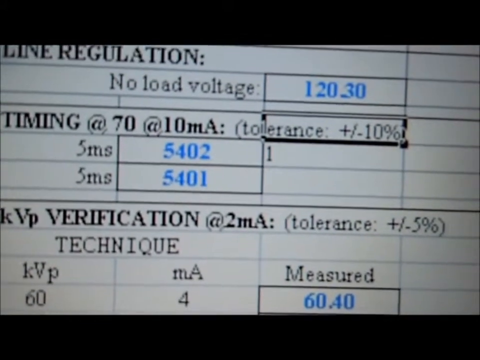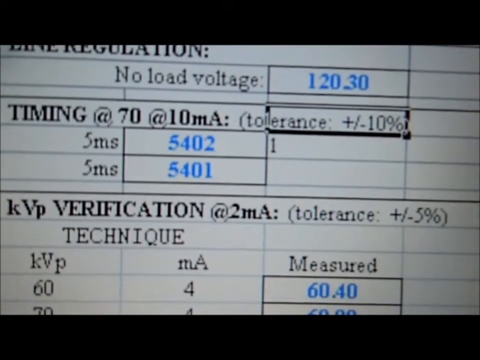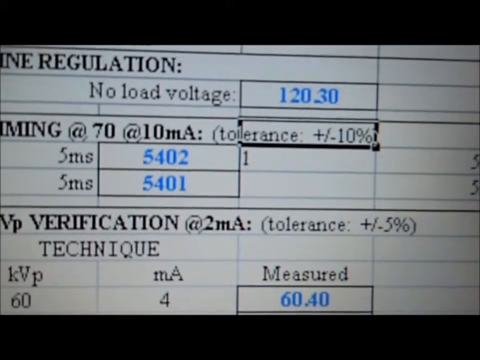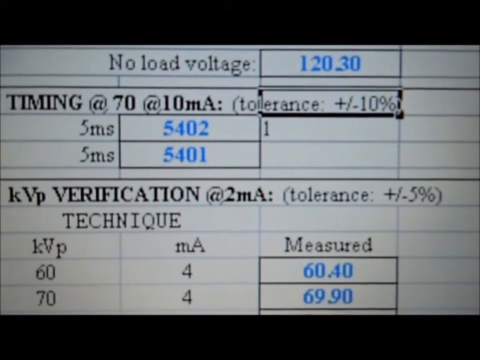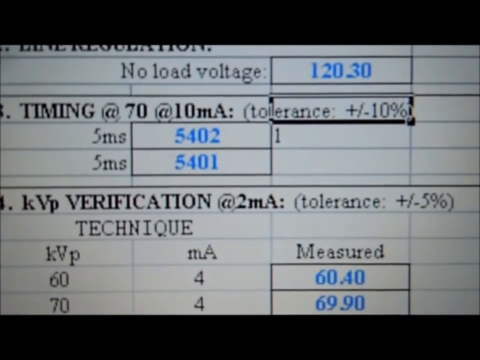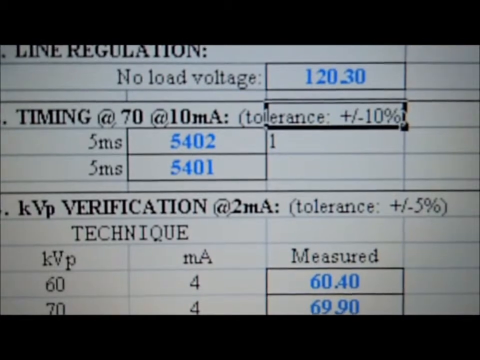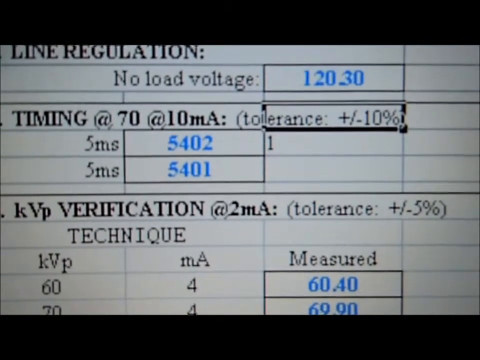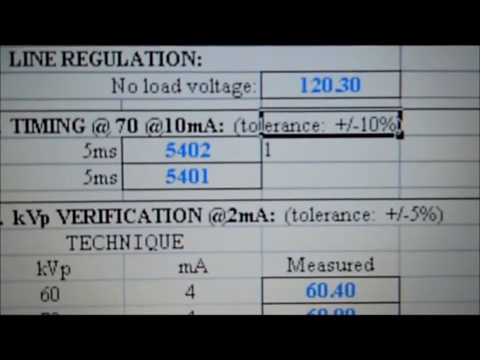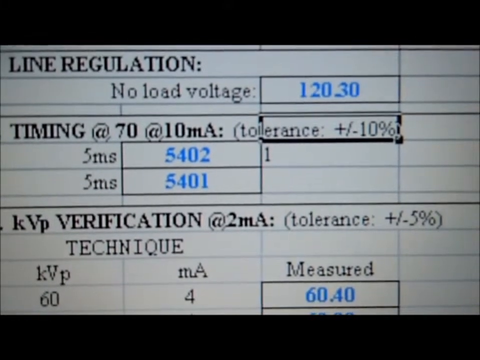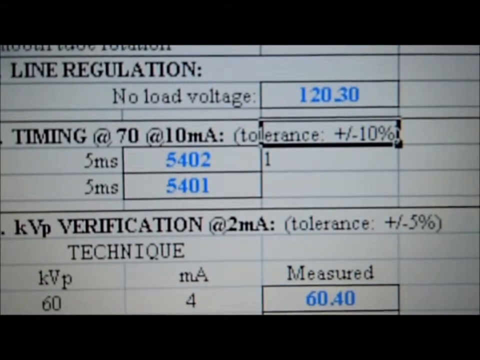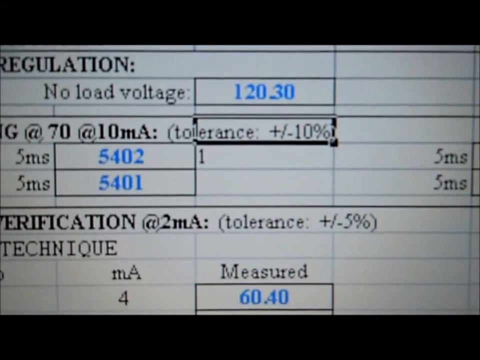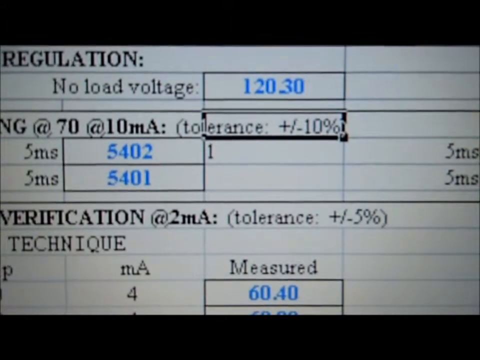Timing. Timing is measured non-invasively with our QA meter or Piranha, and it's set at preset technique such as 70 kV at 10 mA, so that it can be fired at preset pulses for short or long durations. You can configure those pulse settings in accordance with your device's OEM, make, model, specifications, or your individual preferences. Here we have 4 shots that we're taking set at 5 milliseconds.